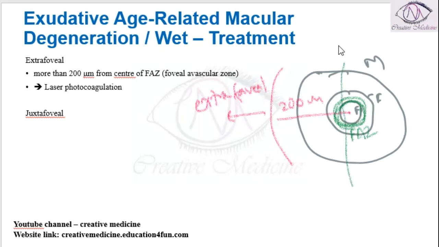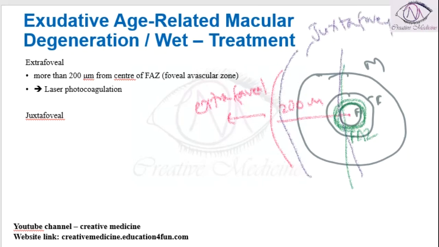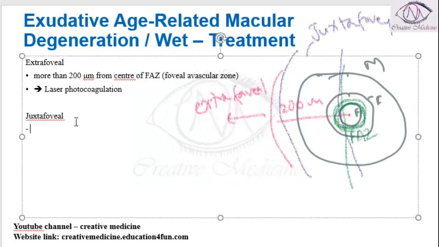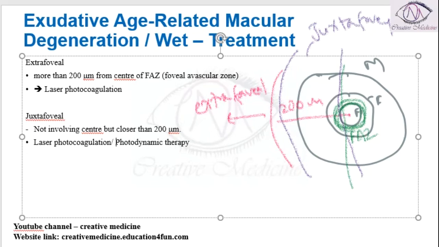Whereas this part, which is closer to the 200 micrometers and not involving the center, is the juxtafoveal part of age-related macular degeneration. So here, if it is present, then we do laser photocoagulation, or photodynamic therapy can be done for the patient with juxtafoveal age-related macular degeneration.